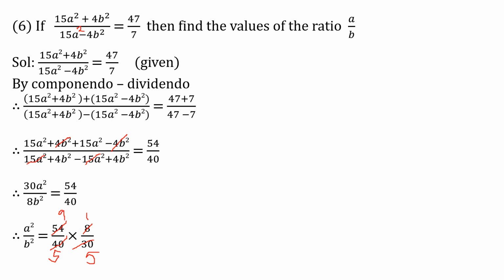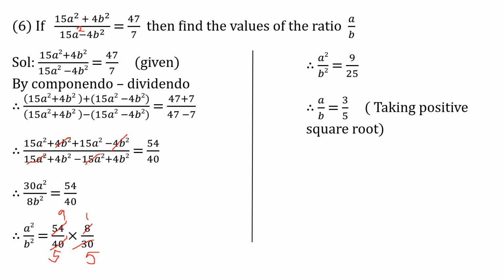Okay, then what you get, therefore it will become a square upon b square equal to 9 upon 25. Okay, so student, you are near to the answer. You got a square upon b square equal to 9 upon 25. We need the value for a upon b. So I want to remove the square from here. So you'll take out the positive square root. So you'll get a upon b is equal to 3 upon 5. Okay, so you got the value for a upon b, that is 3 upon 5.